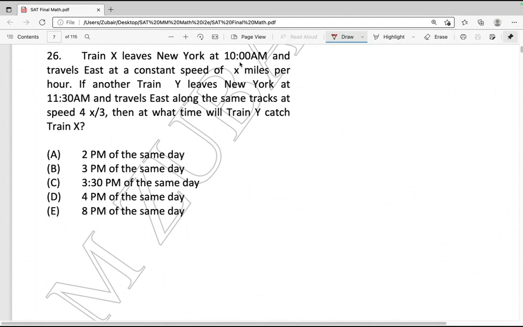Train X leaves New York at 10 a.m. and travels east at a constant speed of x. So train X leaving New York, speed is x, time is 10. Train Y leaves New York at 11:30 and travels east along the same track. I'm just drawing it differently to avoid any overlaps. Now it started at 11:30 with a speed of 4x by 3, which is obviously more than x. At what time will train Y catch train X?